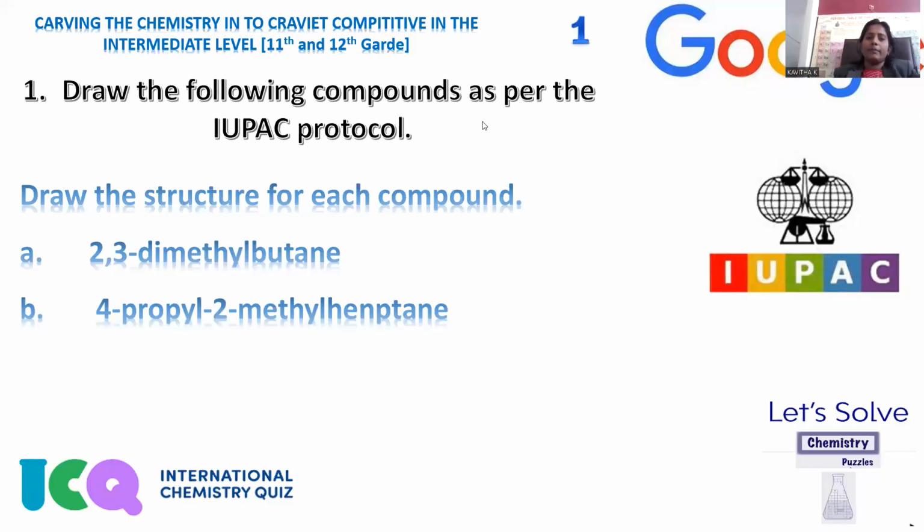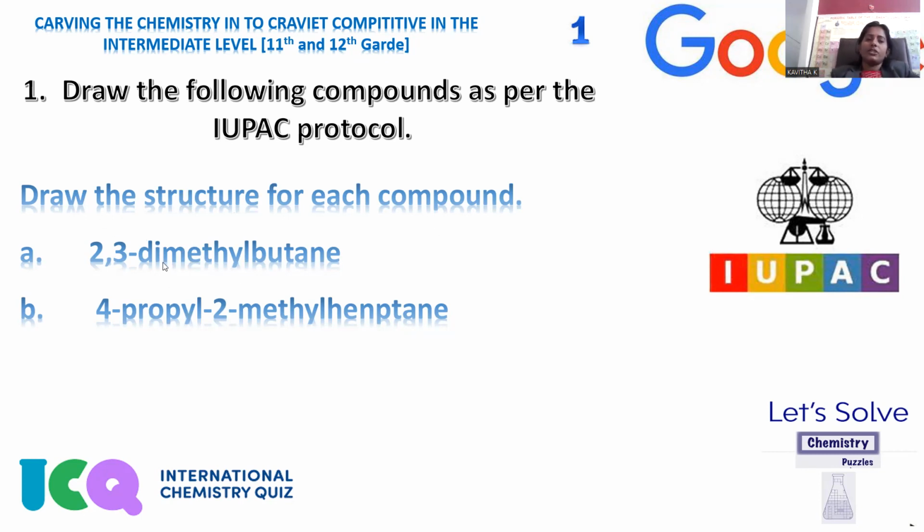Draw the following compounds as per the IUPAC protocol. IUPAC stands for International Union for Pure and Applied Chemistry. As per IUPAC, the compounds are given. So earlier, in the entire session, we were discussing a compound being given and assigning the name as per the IUPAC protocols. Here we find some change in wording. The name is given as per the IUPAC protocols. We have to assign its chemical composition, chemical structure to be drawn, right?